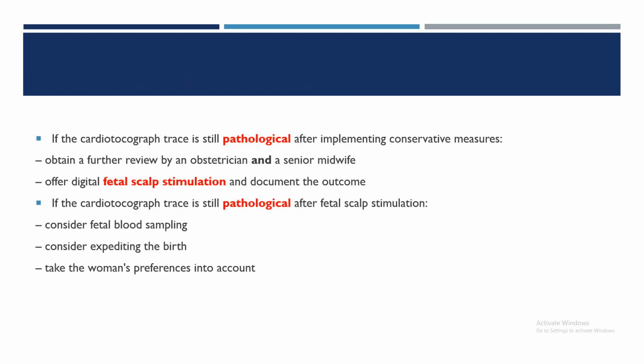And if after taking all these precautions also, the CTG is still pathological, then again you have to take a review by obstetrician and offer fetal scalp stimulation. Okay, you have to do a fetal scalp stimulation. If you find acceleration with fetal scalp stimulation, continue the CTG. No need to take any additional measures. Okay, if the CTG still remains pathological after scalp stimulation also, then there are 2 things. Either you can do fetal blood sampling or you can expedite the birth.